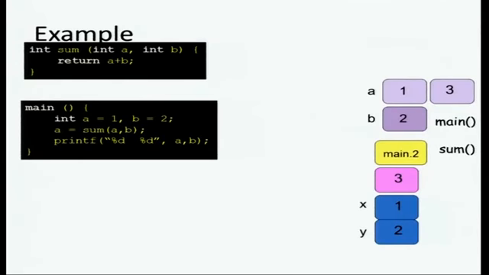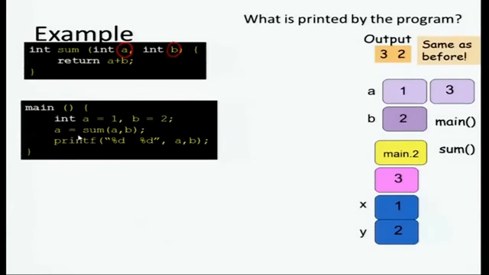Now, let us try a slightly more tricky example. Here is the novelty in this example. Sum, instead of being declared with x and y, is now being declared with two variables called a and b. The main program also has two variables named a and b. So, what will happen here? The output is the same as before. So, 3 2. If you compile the program and execute it, it will be the same as before.